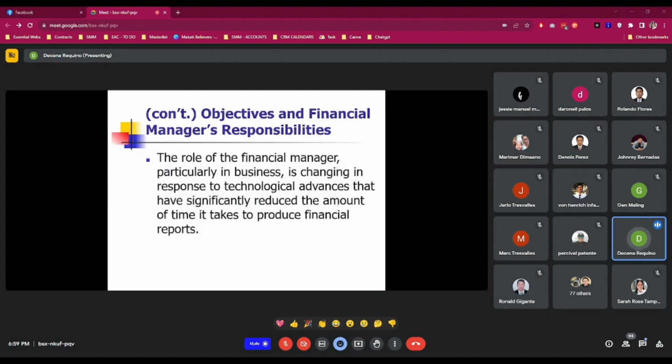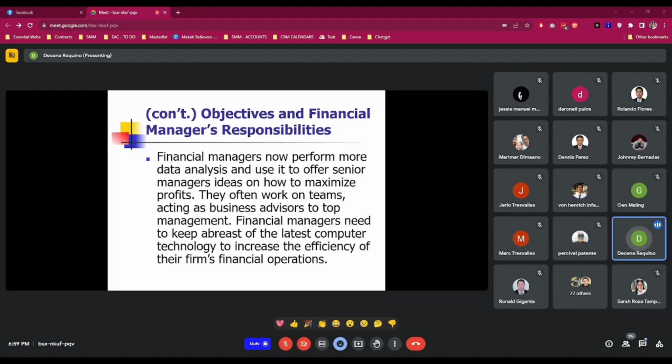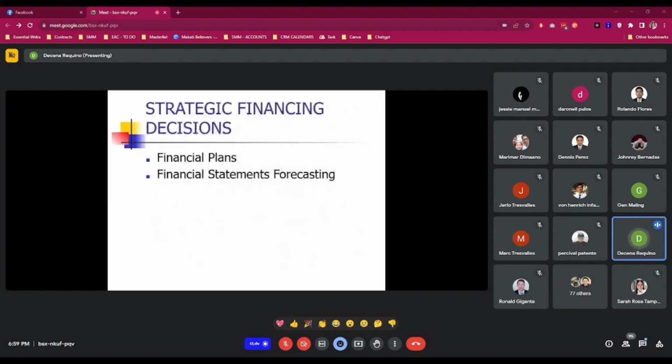Ang role ng financial manager, particularly in business, is changing in response to technological advances that have significantly reduced the amount of time it takes to produce financial reports. Financial managers now perform more data analysis and use it to offer senior managers ideas on how to maximize profit. They often work on teams acting as business advisors to the top management. Financial managers need to keep abreast of the latest computer technology to increase the efficiency of their firm's financial operations.